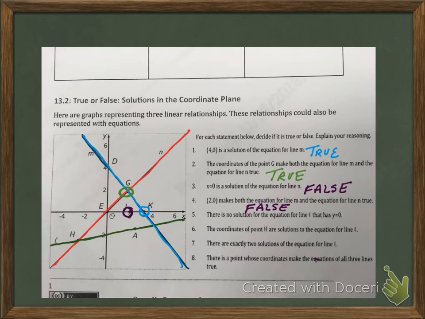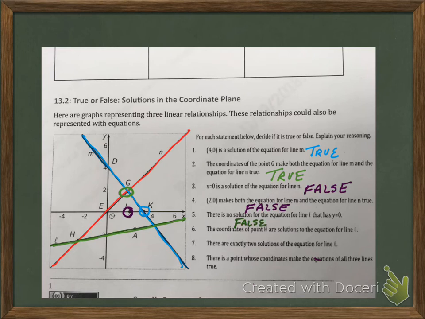Number 5, there's no solution for the equation of line L that has y equal to 0. So again, L is the green line. We want to look at L being the green line, and where y is 0, there is no solution there, and you want to decide whether that's true or false. And that should be false.